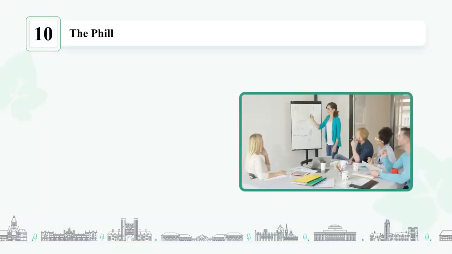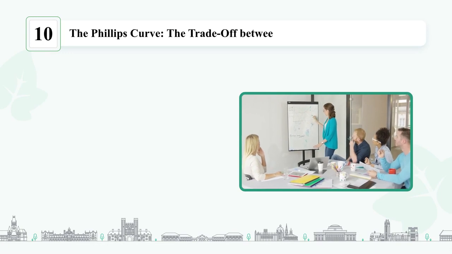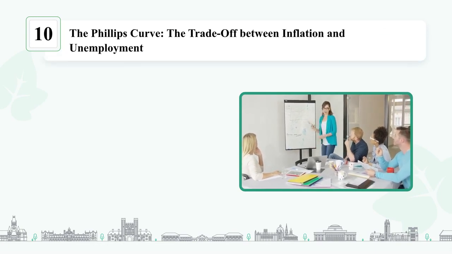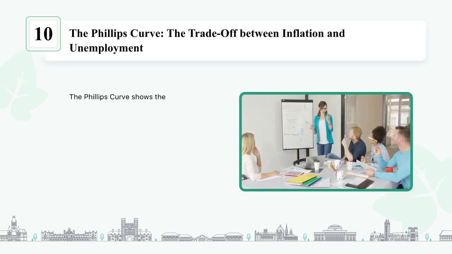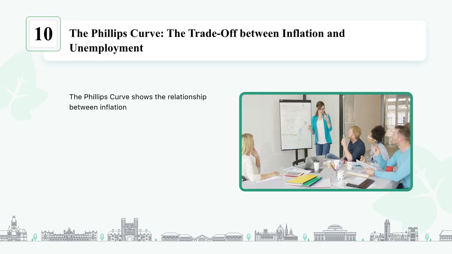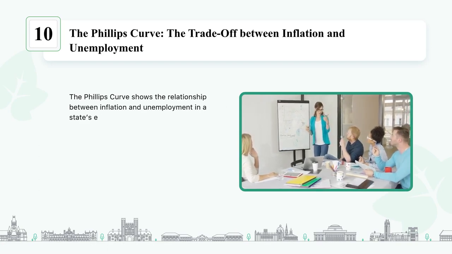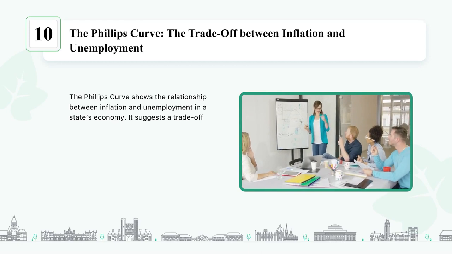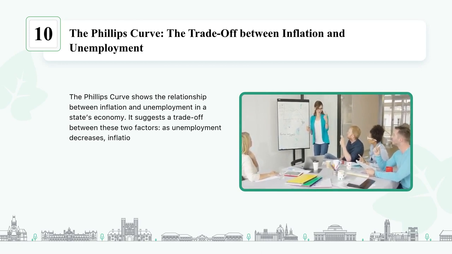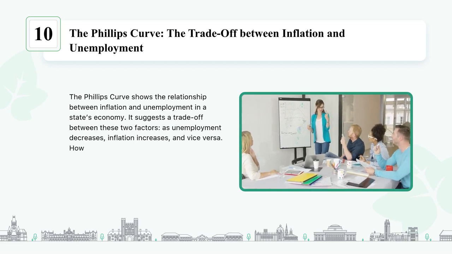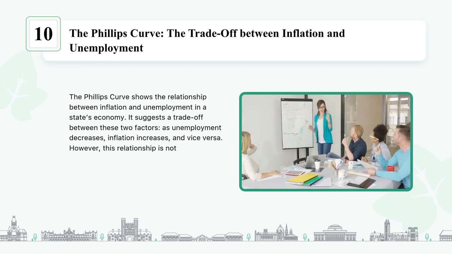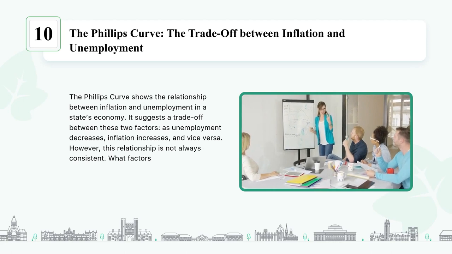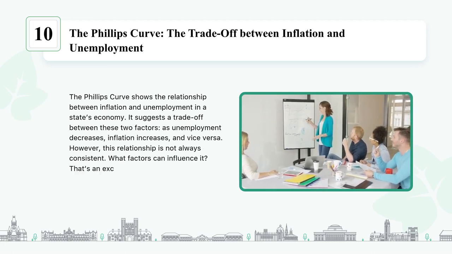The Phillips curve, the trade-off between inflation and unemployment. The Phillips curve shows the relationship between inflation and unemployment in a state's economy. It suggests a trade-off between these two factors. As unemployment decreases, inflation increases, and vice versa. However, this relationship is not always consistent. What factors can influence it? That's an exciting topic to explore.